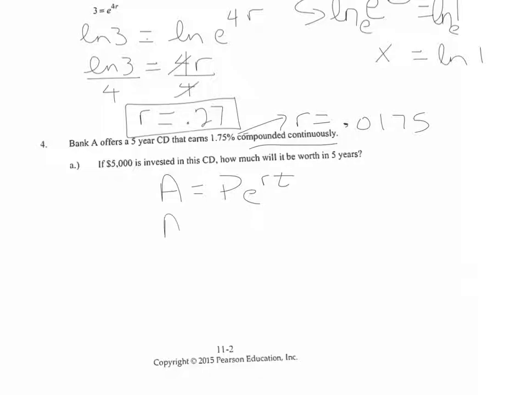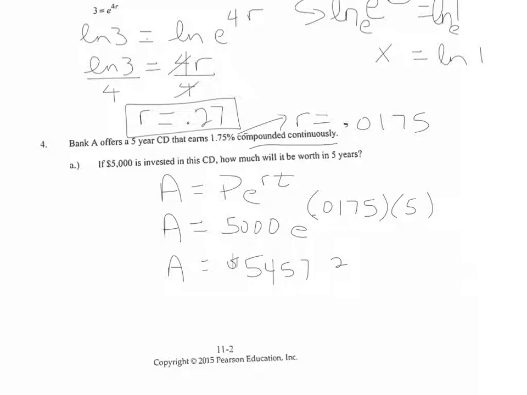That's my beginning amount. I'm going to solve for my A, so I'll know how much it's worth in 5 years. So 5,000 goes in for P times e raised to the 0.0175. What's my t? 5. Well, you know what? This is just like the first example we did. We don't have a variable in the exponent. We were able to plug everything in on the right side. We're solving for A. See if you can tell me in 5 years how much has your $5,000 grown. That's it, $5,457.21.